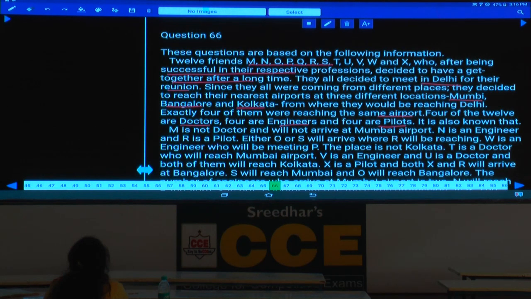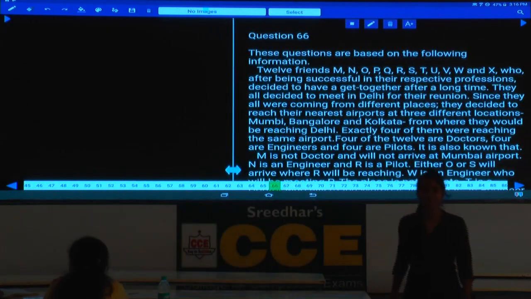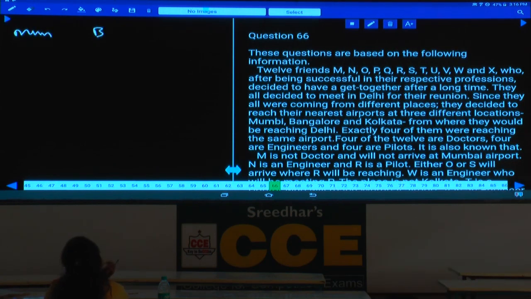Now in this one, which category does it come under? 12 persons are there and 3 professions, and how many airports are there? Mumbai, Bangalore and Kolkata, 3 airports. Hence 12 persons, 3 and 3. It comes under the common parameter category. Whenever it comes under common parameter, how to solve this one? First let us fix this common parameter. Airport or profession, you can fix anything. Mumbai, Bangalore and Kolkata.